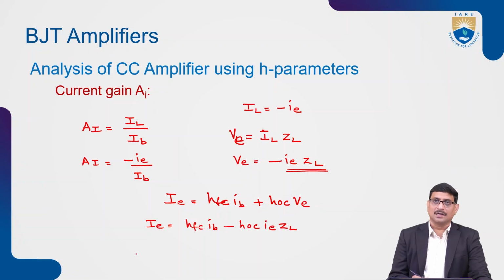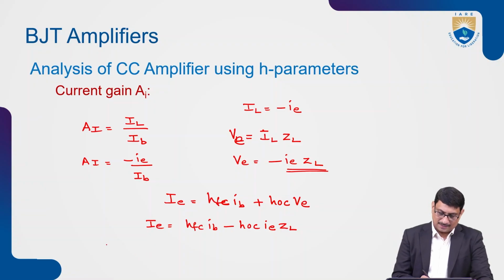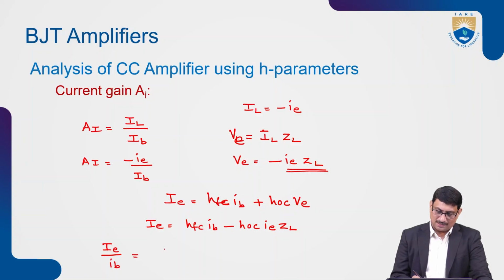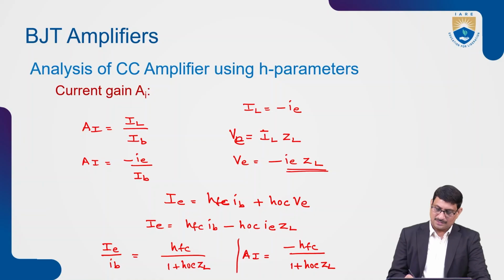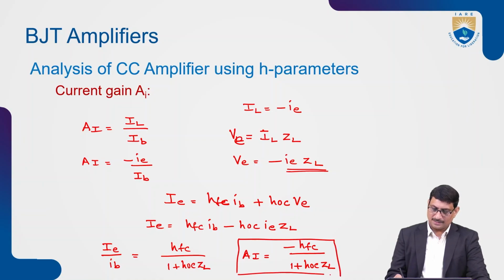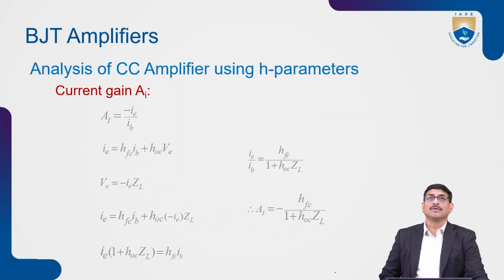I will write all the IE terms on one side and take it common. Then if I find the ratio of IE divided by IB, I will get IE by IB equal to HFC divided by 1 plus HOC into ZL. Therefore, the current gain AI equal to minus IE by IB, which is equal to minus HFC divided by 1 plus HOC into ZL. This is the expression for the current gain in case of common collector amplifier.